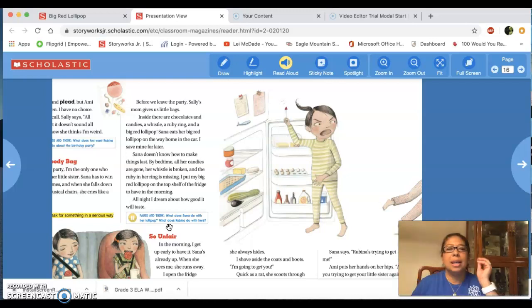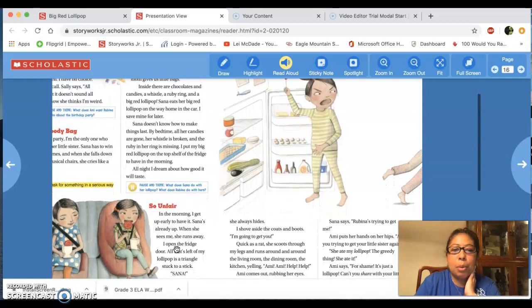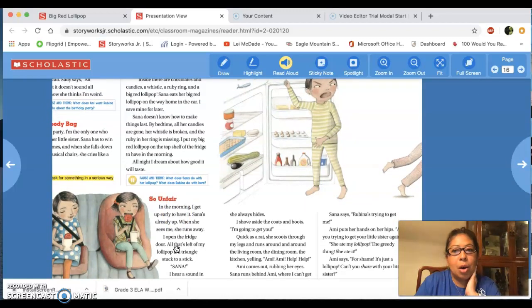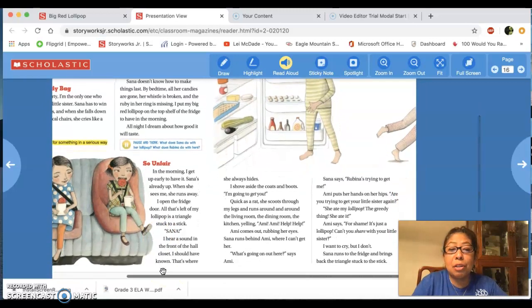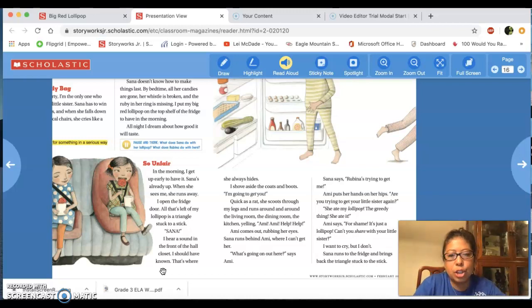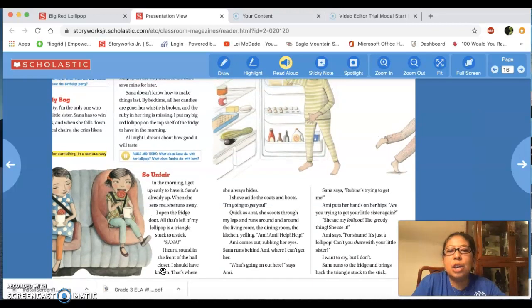All right, let's continue. So unfair. In the morning, I get up early to have it. Sana's already up. When she sees me, she runs away. I open the fridge door. All that's left of my lollipop is a little triangle stuck to a stick. Sana! I hear a sound in the front of the hall closet. I should have known. That's where she always hides. I shove aside the coats and boots. I'm going to get you.